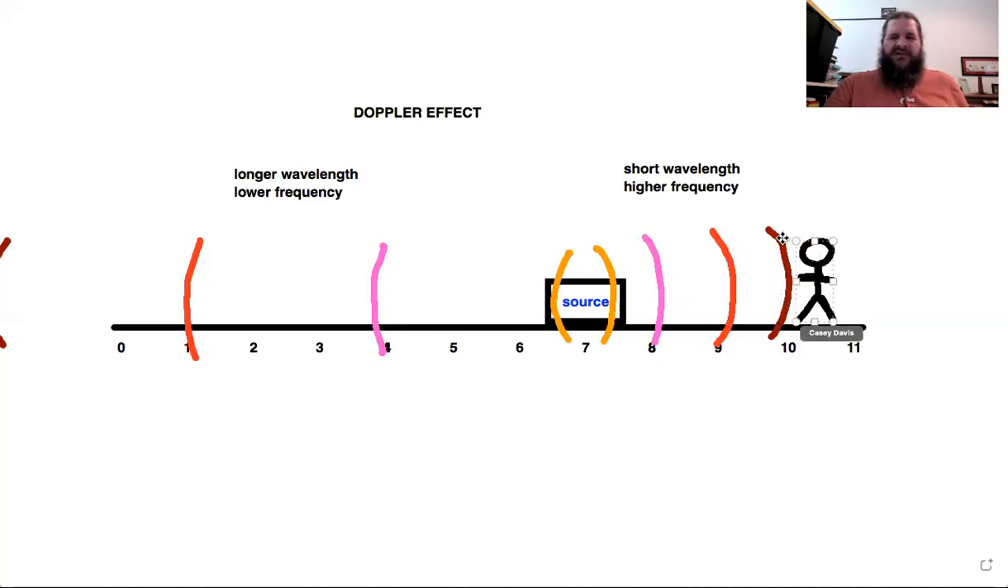Because if you're just standing still, you're hit by a certain number of wavefronts per second. If you're running inwards towards the source, you get hit by more wavefronts per second. Or if you're moving away from the source, then it takes more time for the wavefronts to catch up with you, and you hear fewer wavefronts per second, lower frequency. So the actual frequency you hear is influenced by both the source's motion and the listener's motion.